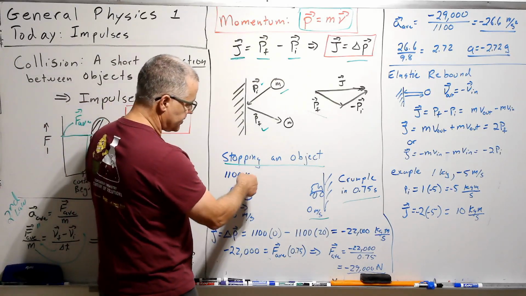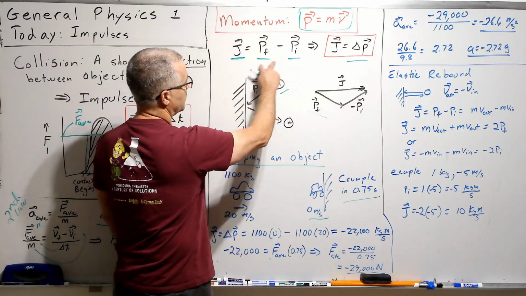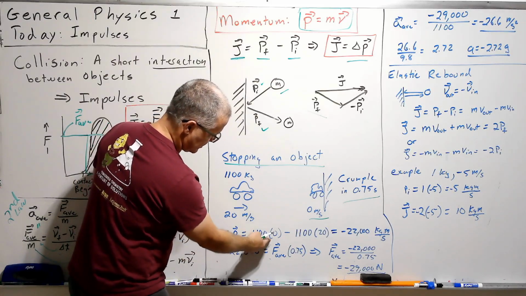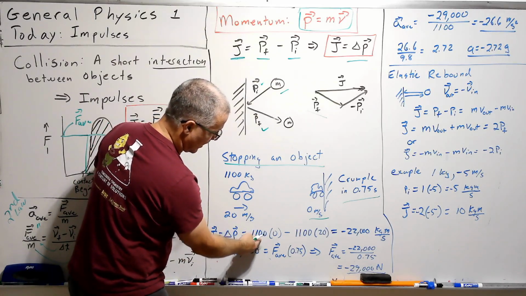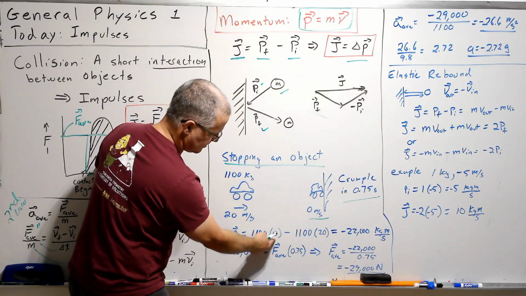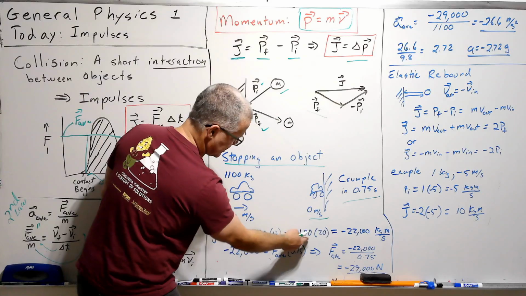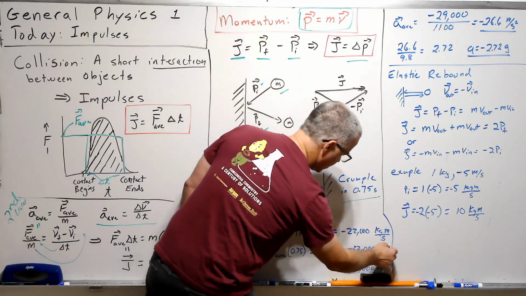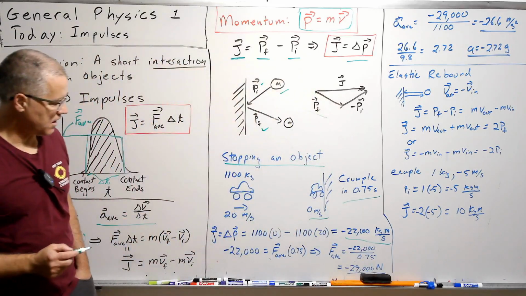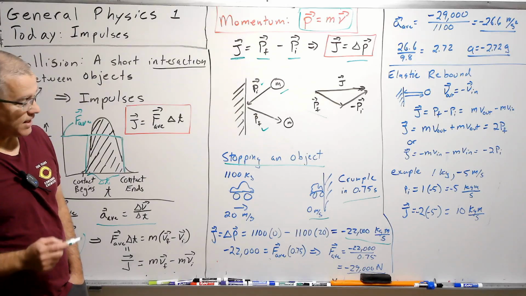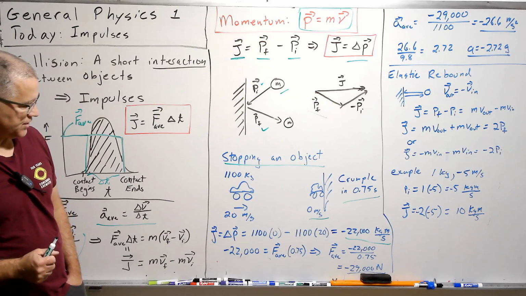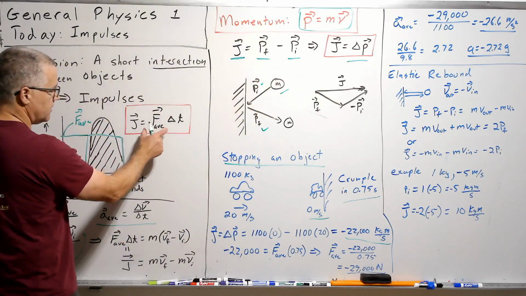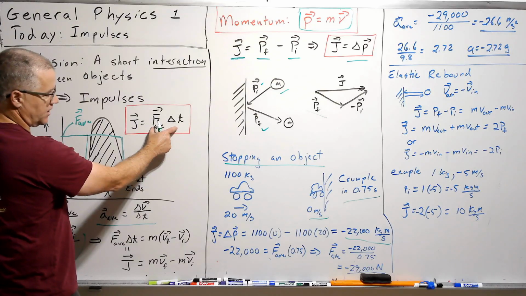Well, we also know this is carrying this mass, so let's write J in this way. We have J equals delta P, which is final, so mass times 0, minus initial, which is mass times the initial. So that gives us our minus 22,000 kilogram meters per second. Now that's J, let's set it equal to this.